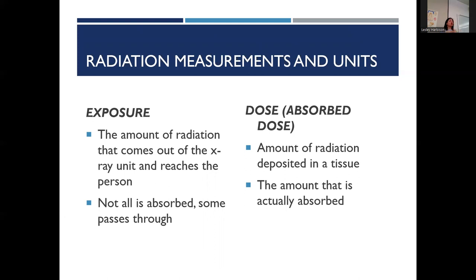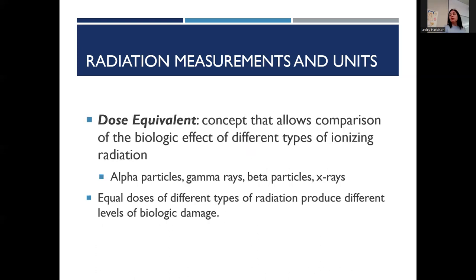So they don't absorb everything that they're exposed to because some of it just passes on through. The absorbed dose is the amount of radiation deposited in tissue. So that's the amount that actually gets absorbed into the tissue and reacts with the tissue. Dose equivalent is the third part.